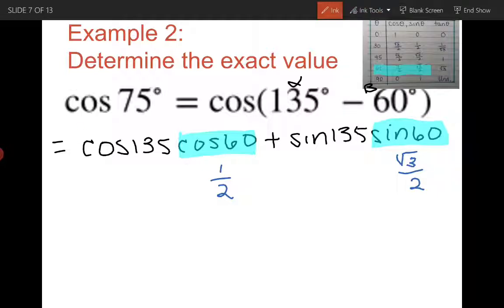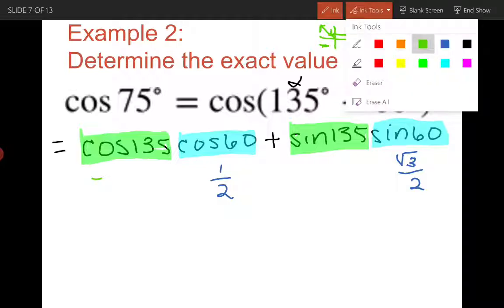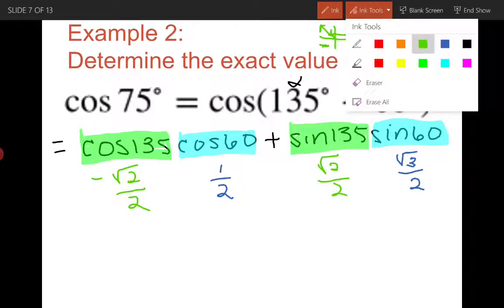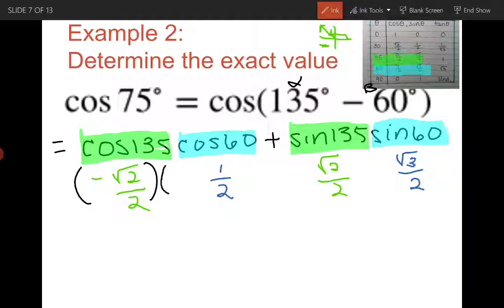Now I want to talk about the cosine of 135 and the sine of 135. It is indeed a 45-degree reference angle, but the thing is, 135 is in the second quadrant. So that makes the x term negative, and that makes the cosine negative. Again, because it's in the second quadrant. So now I'm just going to fill in what I know. It's negative radical 2 over 2. In quadrant 2, y is positive, so sine is positive. And then I'm going to multiply. I'm going to take my products. I'm going to add them together.